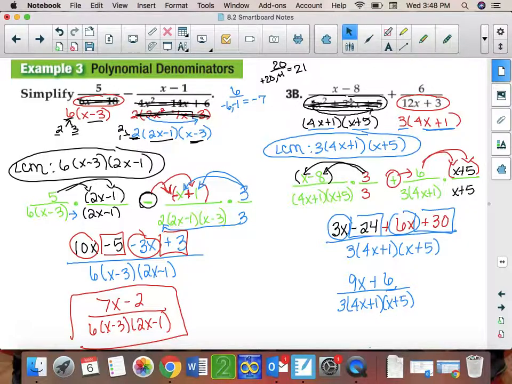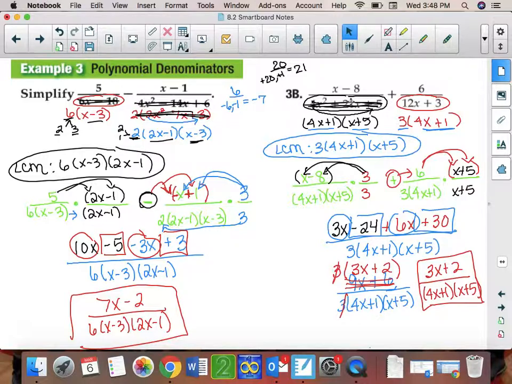And then the last thing we're going to do is just make sure that it's simplified all the way. So if you look here at the top, that has a GCF of 3, and that matters because I have this 3 sitting out here. So if I take out a 3, I would be left with this 3x plus 2, and then I can cancel those 3's top and bottom. So my final answer would be 3x plus 2 over 4x plus 1 times x plus 5, and that would be my answer in simplest form.